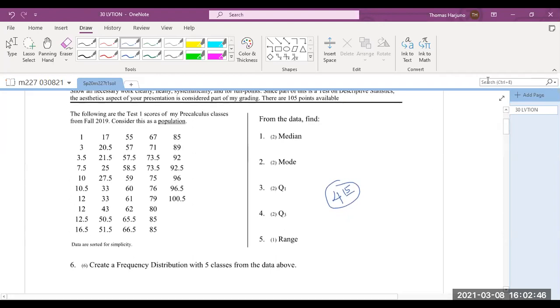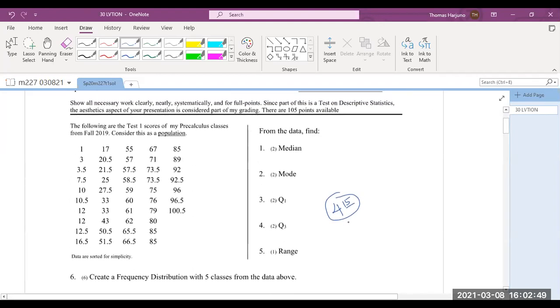Okay, and if you happen to have extra time, number 7 is to copy that frequency distribution you get in number 6 and then do the lower class limit, upper class limit, lower class boundary, upper class boundary, and relative frequency. Okay, let's set aside 20 minutes to do this.